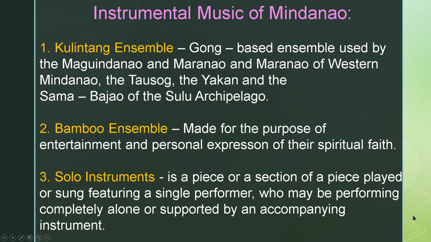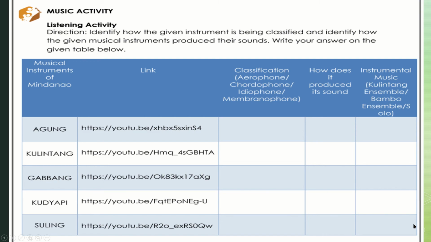So, here is the summary of it. So, let's proceed to your music activity. In here, you are going to identify how the given instrument is being classified and identify how the given musical instruments produce their sounds. So, just write down your answer on the given table below. As you can see on this table, on the left, these are the musical instruments of Mindanao, and also the link that I gave you a while ago.